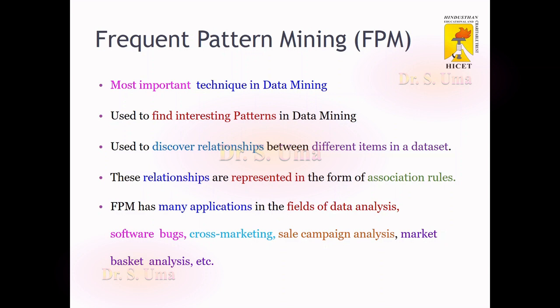It is used to find interesting patterns in data mining. It is used to discover the relationships between the different item sets in a data set. The relationships between the item sets are represented in the form of association rules. Frequent pattern mining has many applications in the field of data analysis, software bugs, cross-marketing, sale campaign analysis, market basket analysis, etc.